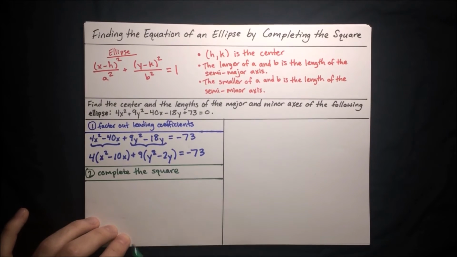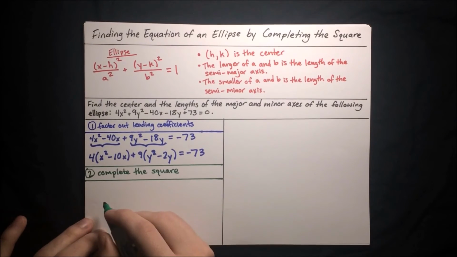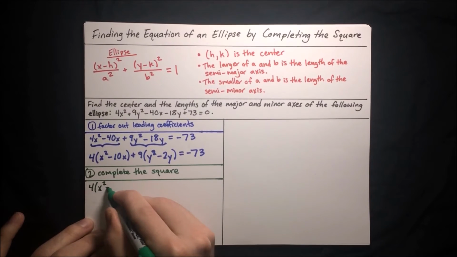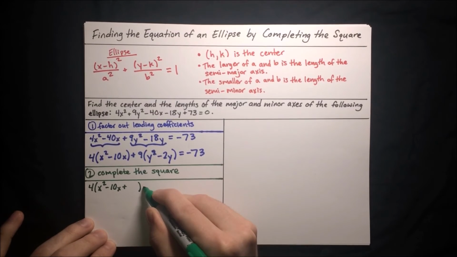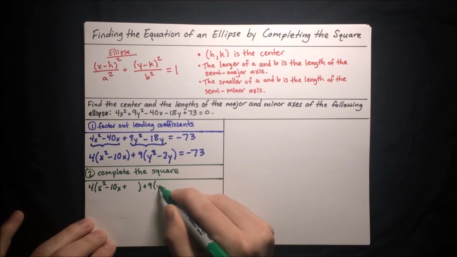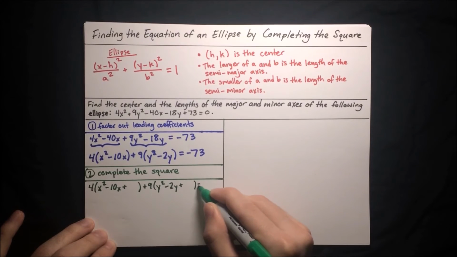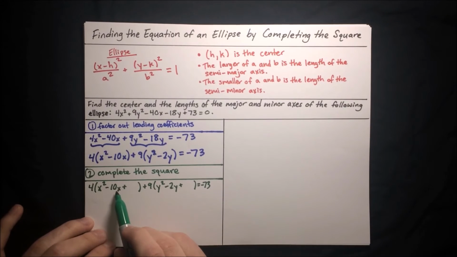So to complete the square, let's rewrite this equation again, but leave ourselves a little bit more room at the end of these parentheses so that we can stick in another constant term. So we'll have 4 times the quantity x squared minus 10x plus something, we'll fill in that something just shortly, and then plus 9 times the quantity y squared minus 2y plus something. And that's equal to negative 73. So what do we stick in here for the somethings? Well, look at x first. The way to get the something here that makes this a perfect square is to take that x term, which is negative 10, divide it by 2 and square it.